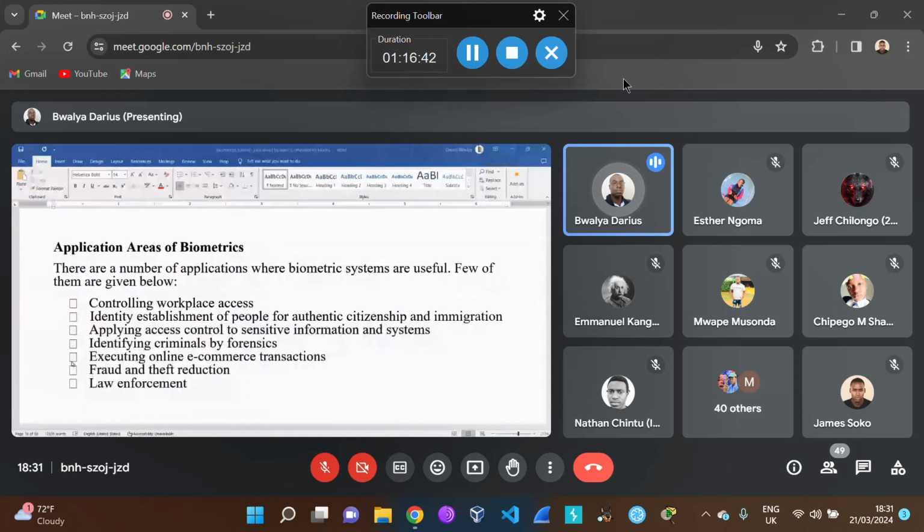It is also applied in fraud and theft reduction, where fraud takes place when a person impersonates someone, by trying to forge their signatures, or maybe their NRC and so on. So when we implement these biometrics, we are trying to reduce such kind of fraud and theft.